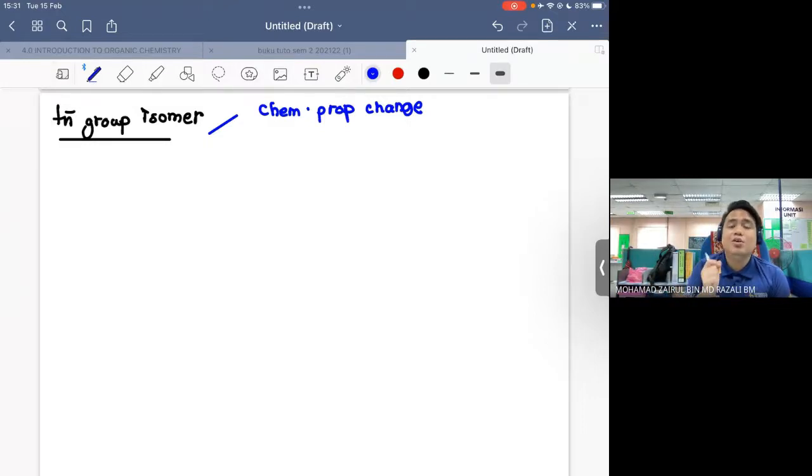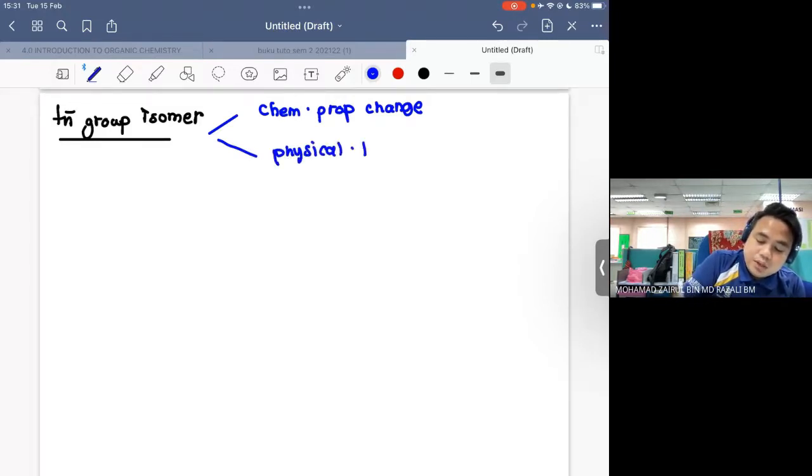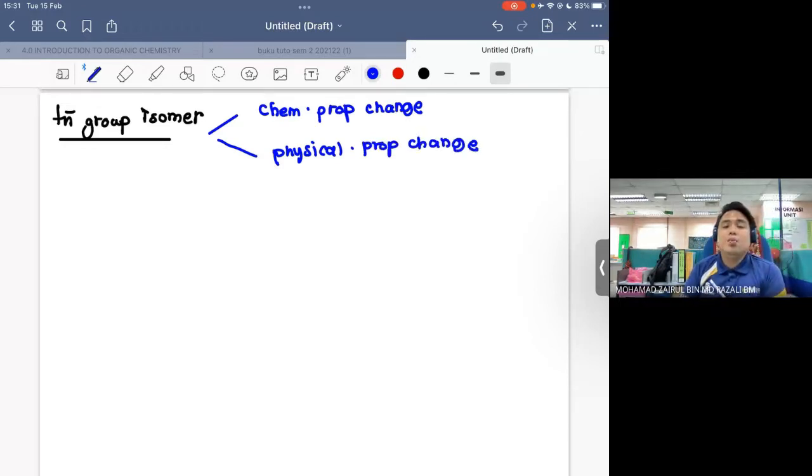Ini senang-senang dia organic chemistry ni. Tak kisahlah besar mana pun compound atau molekul tu, awak cari je functional group tu. Sebab reaction tu memang akan berlaku dekat functional group. Yang carbon-carbon lain tu awak boleh ignore. Itu yang senang dia organic chemistry. Okay, so chemical properties change, dan kalau awak tukar functional group, physical properties also will change. So ini adalah one of the characteristics of the functional group isomer. Okay, so let's try one by one lah.